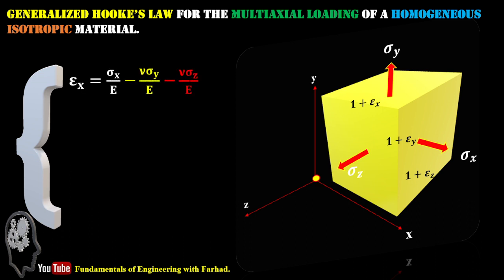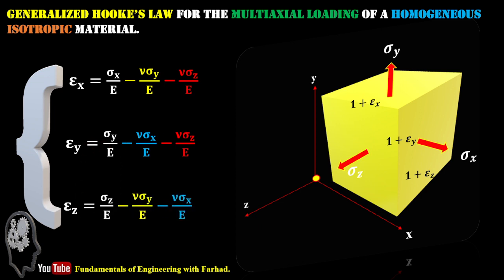So epsilon x, if you remember, is sigma x over E minus nu sigma y over E minus nu sigma z over E. Likewise, you can jot down the same equation for epsilon y and epsilon z, but the normal one is sigma x for epsilon x, sigma y for epsilon y, and so on. We call this equation the generalized Hooke's law for the multiaxial loading of a homogeneous isotropic material.